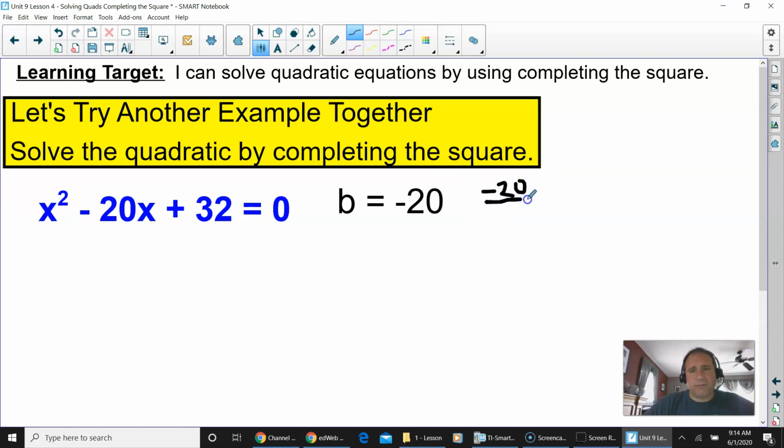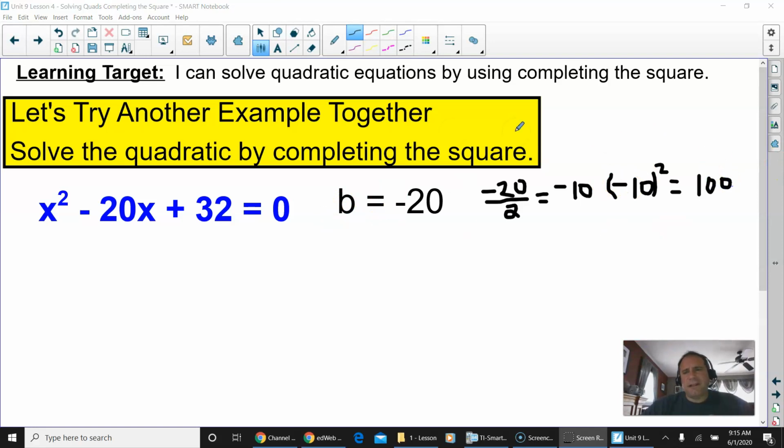These are the steps all of the time when you're completing the square to solve. So we have negative 10. And then the last thing that we have to do is square it. So even if it's negative, it'll always turn positive, right? It'll always be that positive answer, so it's 100. Just like that. So that's what I do first.